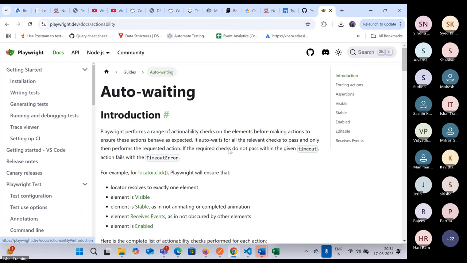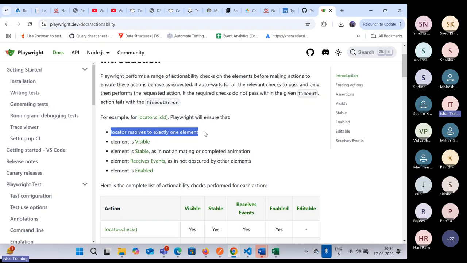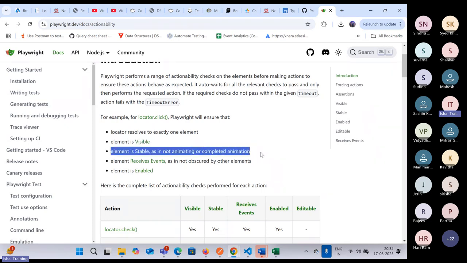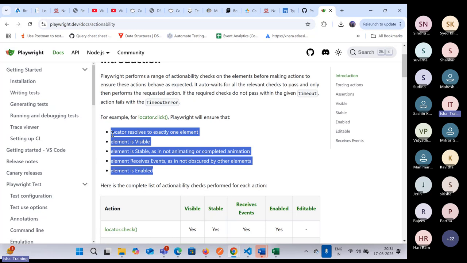So let's say an example, if you are trying to click on an element, before clicking on an element, Playwright will ensure that the locator that you have written is matching exactly one element. Element is visible on the page. Element is stable, and there is no animation loading on the page right now. Element is not receiving any kind of other events. That means it is not getting obstructed by any other things. And then element is enabled. So all these 5 points that you see over here, Playwright will generally check before interacting with the element.